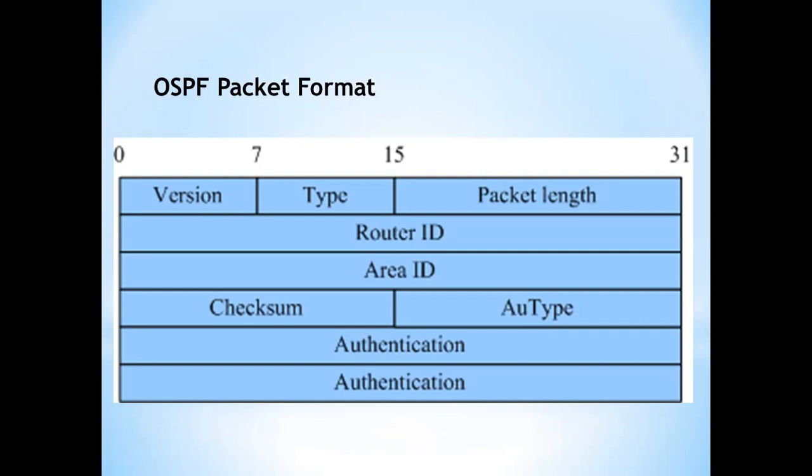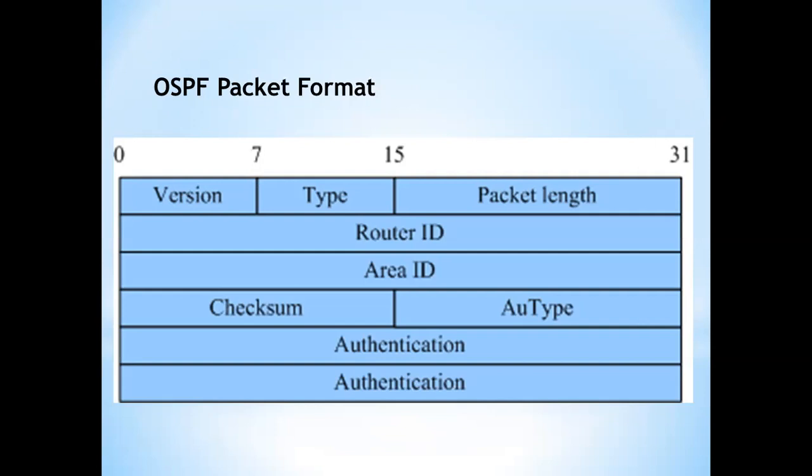Next is checksum. This field is used for error detection on the entire packet, excluding the authentication type and authentication data fields. Next is authentication type, that is AU type. This 16-bit field defines the authentication method used in the area. At this time, 2 types of authentication are defined. 0 in this field shows no authentication is being used, and 1 represents password authentication.